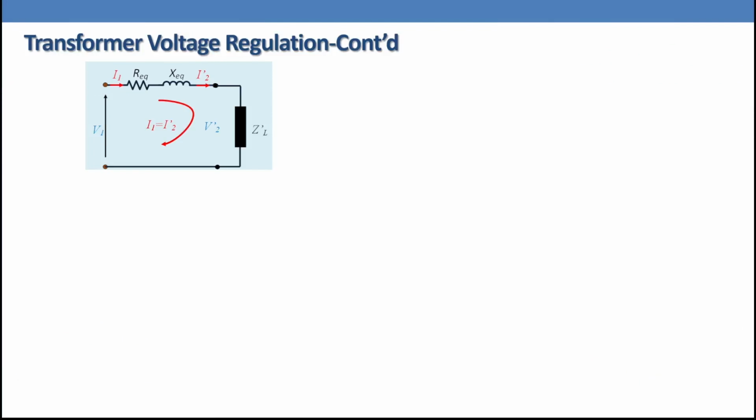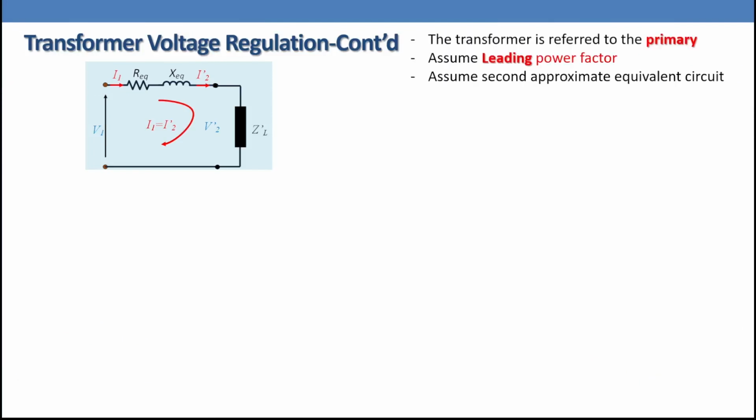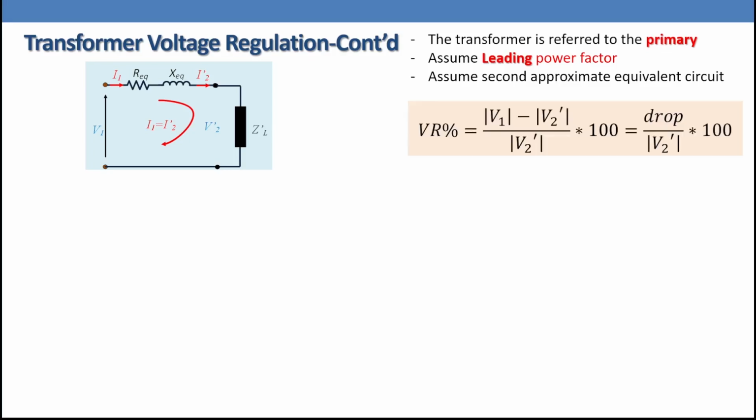So what is the voltage regulation if we have a capacitive load or a leading power factor? Still we have a circuit referred to the primary side and we are going to use the second approximate equivalent circuit. But the difference between this one and the previous case is that we have a leading power factor now. So the voltage regulation is still V1 minus V2 dash over V2 dash multiplied by 100, or the drop over V2 dash multiplied by 100. So how to calculate the drop? This is a question.